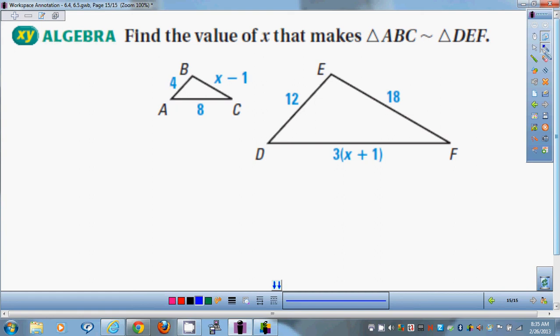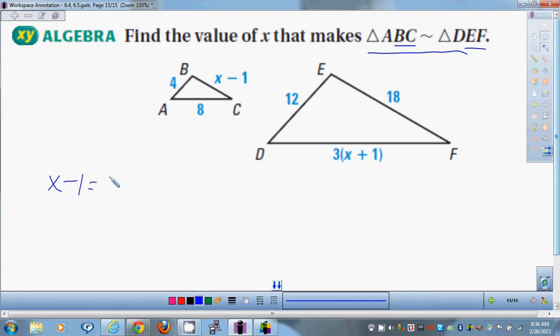BC? BC corresponds to which side on the other triangle, Rebecca? BC corresponds with which piece on the other triangle? Very good. It's in the similarity statement. So BC is x minus 1. What is EF? And you can solve for x. What's the other one we have to find? DF? DF corresponds to which two letters in the other triangle?